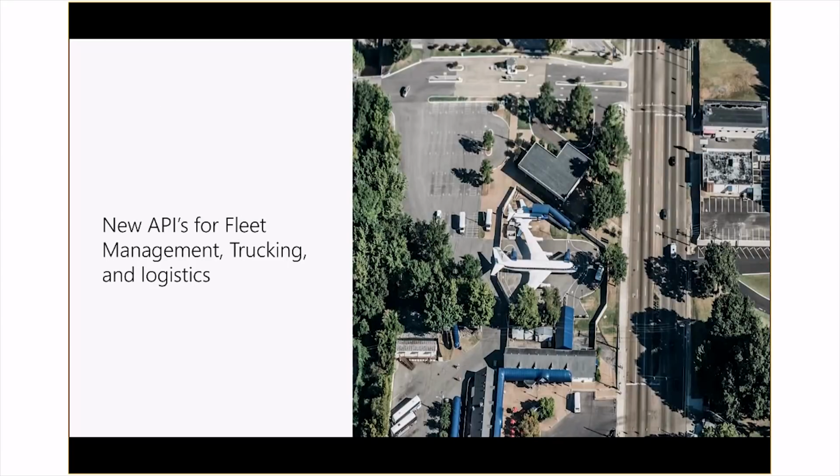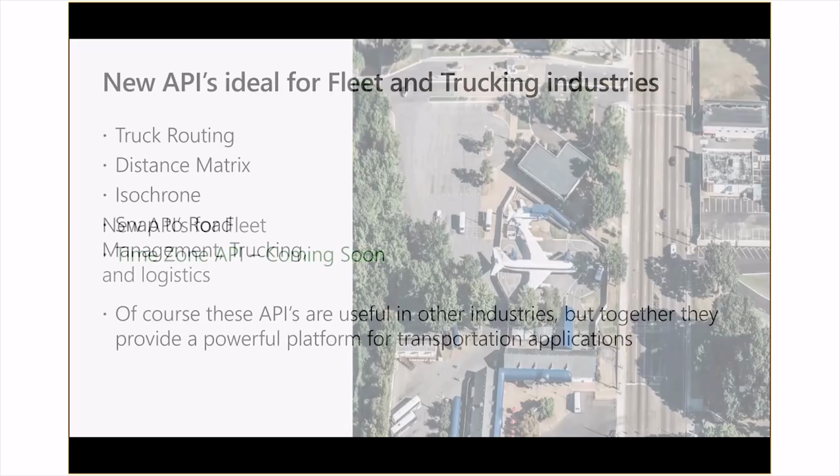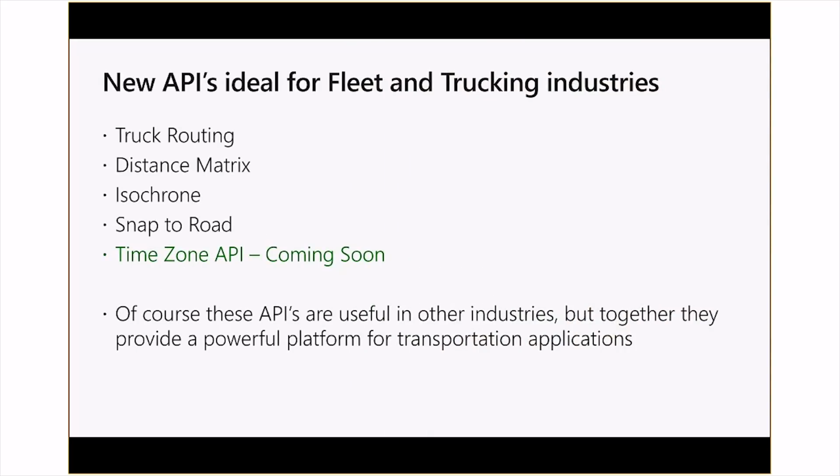Okay, so that was our quick review. Let's move into some of the new stuff, the 4 new APIs that we've been talking about: truck routing, distance matrix, Isochron, snap to road. Those are all out. They're part of our production platform today, and we're going to have a look at each of them in order right now.